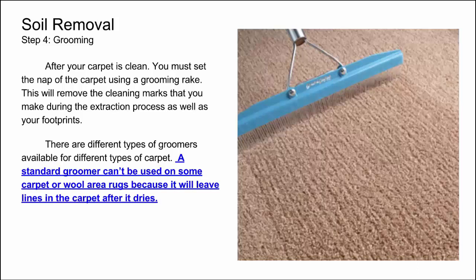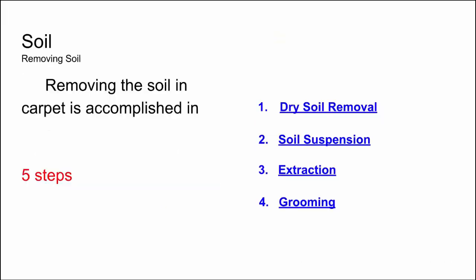Now keep in mind there's several different types of groomers. A standard groomer, which is the one that's pictured here, is used for most carpets, nylon, plush carpets, but you wouldn't use this type of groomer on a wool area rug or something like that, a fine Persian rug. It will leave those little lines that you can see there on the carpet. Those become, again, semi-permanent. You can't get them out without re-wetting the rug and then grooming it with a proper groomer.